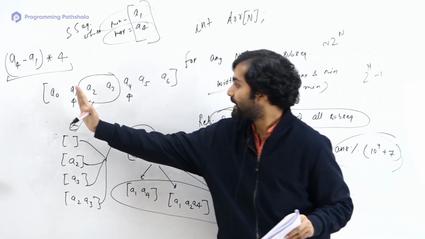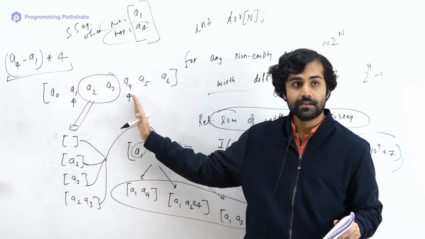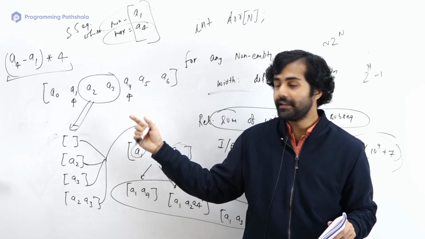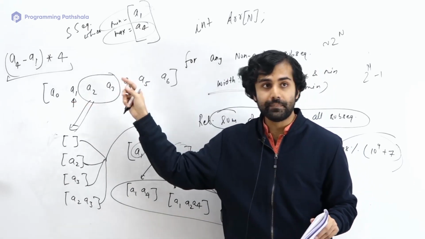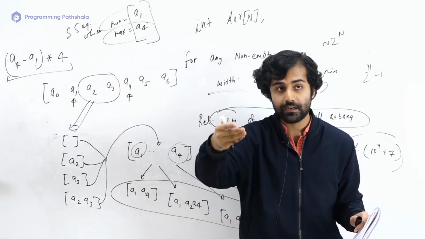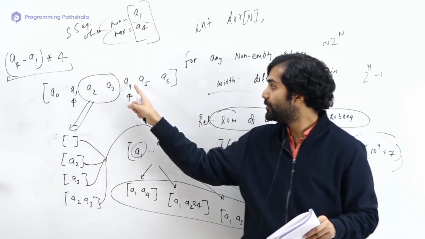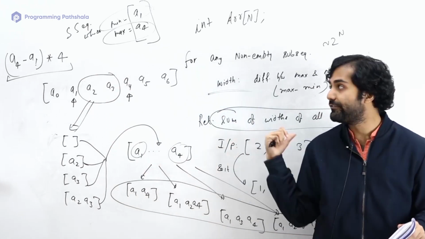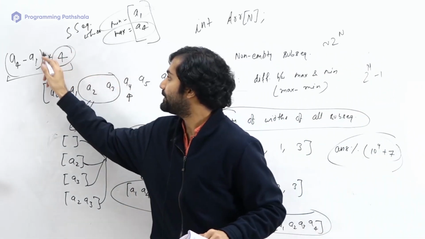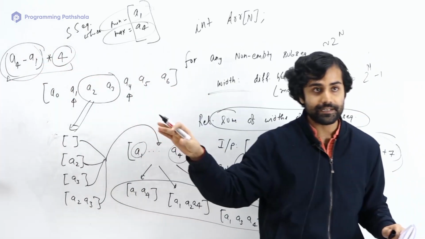I just fixed my min, fixed my max. After fixing them, I knew that everything in that family whose min is A1 and max is A4 will have a particular width. And now if I'm able to figure out how many members will be there in that family, then I can just multiply that with this, and then I can add that up to my answer.